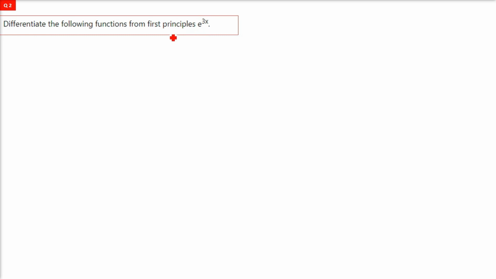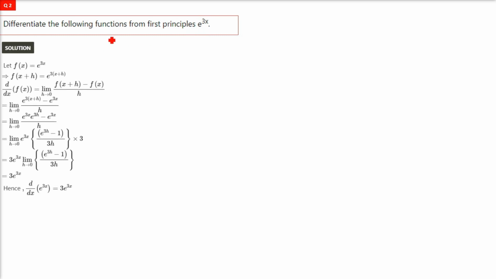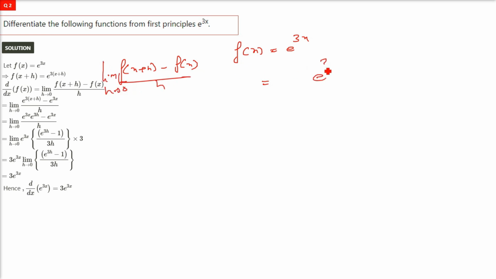Now same thing here, e raised to the power 3x, differentiate the following functions from first principles, e raised to the power 3x. Now this differentiation chapter is a huge chapter, big. So it will take a lot of time, so I will try to save time by writing only those aspects which pertain to the logic. So limit h tends to 0, f(x plus h) minus f(x) by h, that we have to do.